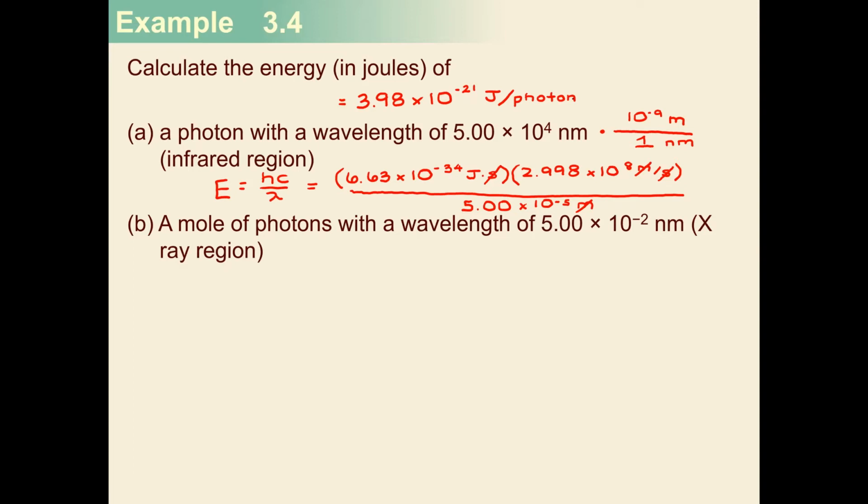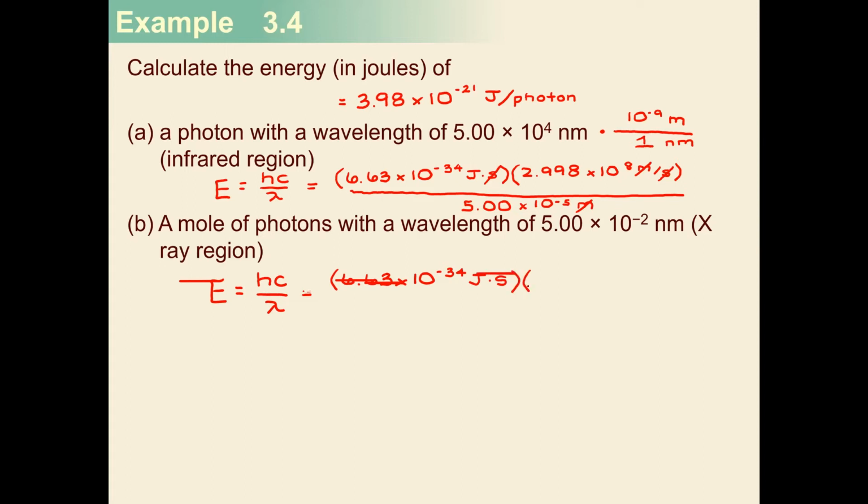So let us go and look at our E equals hc over lambda. So notice that I have a wavelength of 5.00 times 10 to the minus 2 nanometers. So if I do the same conversion with 10 to the minus 9th, it becomes 10 to the minus 11th. So I can plug in all of my known values. First off, let's start with our h. So we have 6.63 times 10 to the minus 34th joules times seconds.